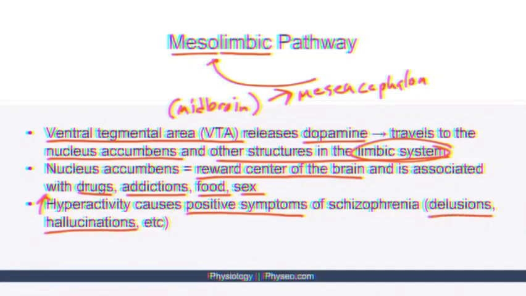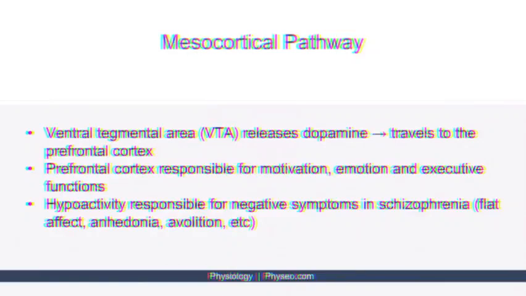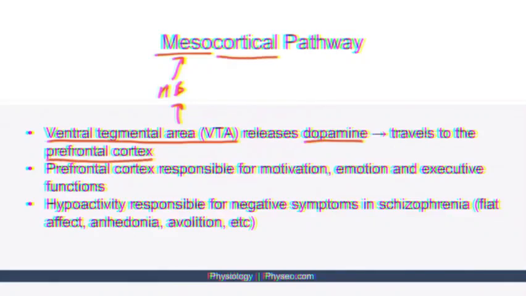include delusions and hallucinations. Now the mesocortical pathway is very similar in that we can remember that it begins in the ventral tegmental area, which is in the midbrain, which is also called the mesencephalon, as in meso for mesocortical pathway. And just like in the mesolimbic pathway, the mesocortical pathway has dopamine, which travels to the prefrontal cortex, hence the term cortical in mesocortical pathway. Now the prefrontal cortex is responsible for motivation, emotion, and executive functions. And when you have decreased activity or hypoactivity of the mesocortical pathway, you get the negative symptoms associated with schizophrenia, which include flat affect, anhedonia, avolition, and other things.